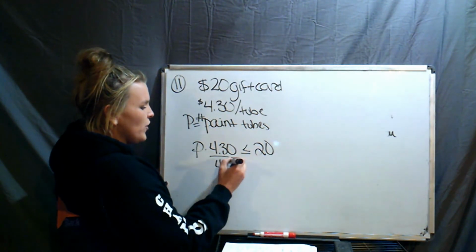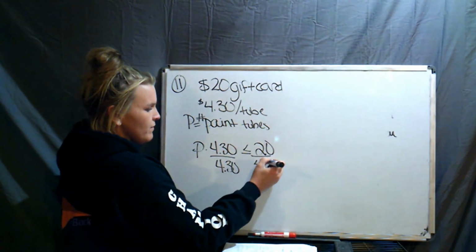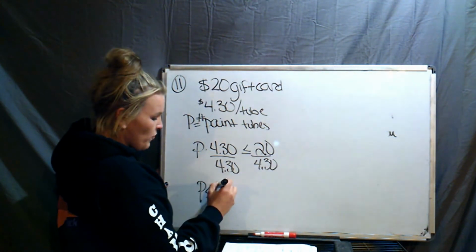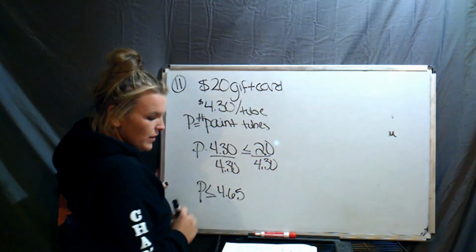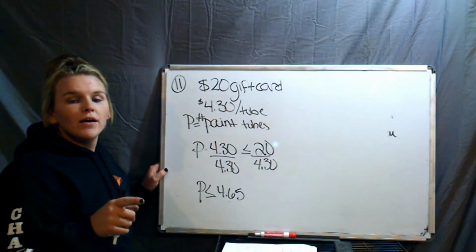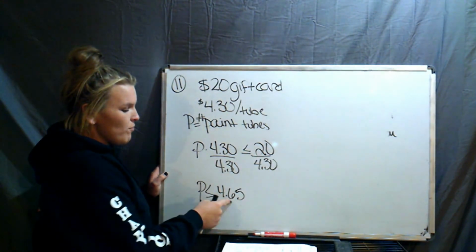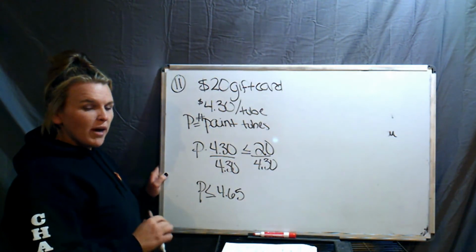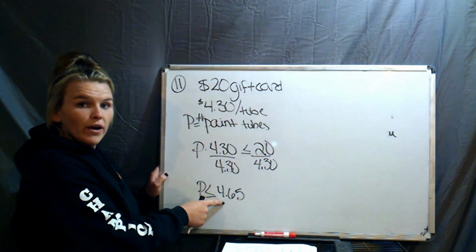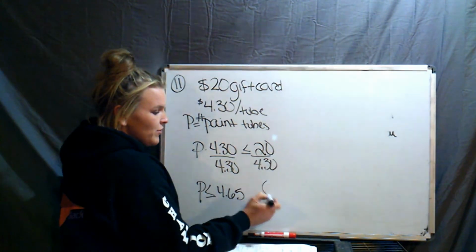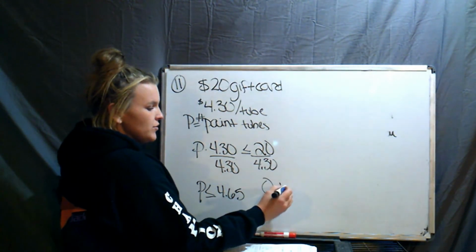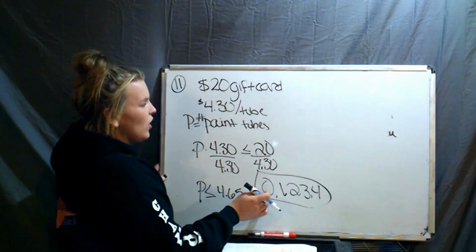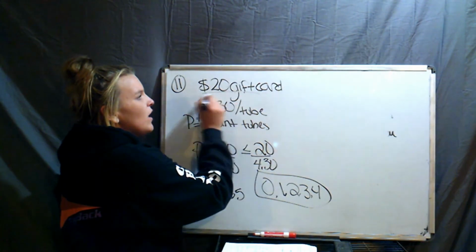Divide both sides by 4.3, and P is going to be less than or equal to 4.65. Okay, so now she can only buy whole tubes of paint. She cannot buy 0.65 tubes of paint. So what are the choices of number of tubes that she can buy? Anything less than 4.65. So she can buy 0 tubes of paint, 1 tube of paint, 2 tubes of paint, 3, or 4. And that's all going to be less than or equal to $20.